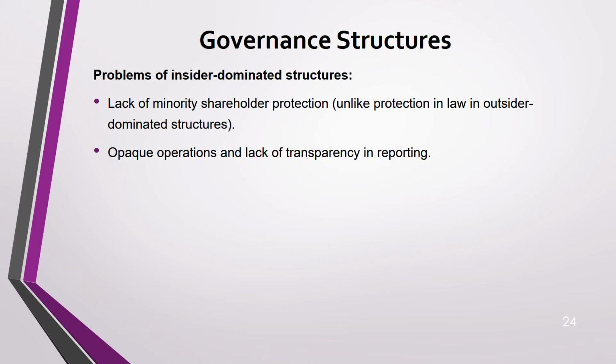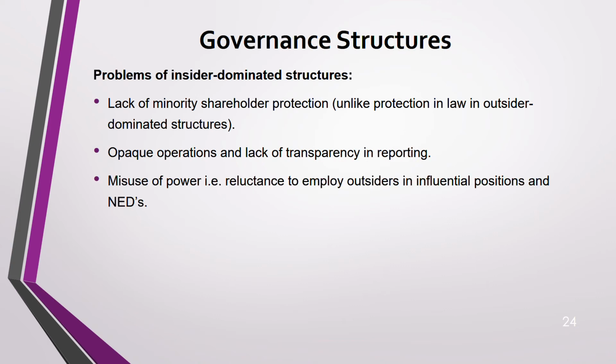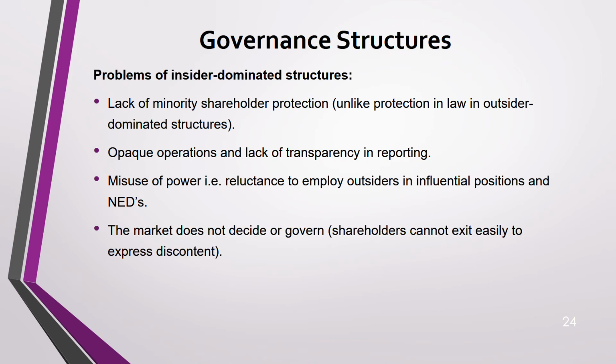Because of family business, you might not have a non-executive director, you might not have a person from outside. Your family is the one who is auditing or checking. So operations are not very transparent, and reporting is also not so transparent. Power can be misused. You might be reluctant to employ someone from outside, like a non-executive director, because in a family owned business they do not want an outsider to come and influence them. It's very common. Here the market does not decide or govern. Because it's a family business, if things go wrong, you cannot easily just exit.